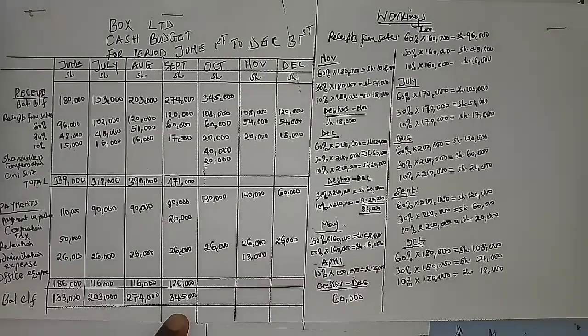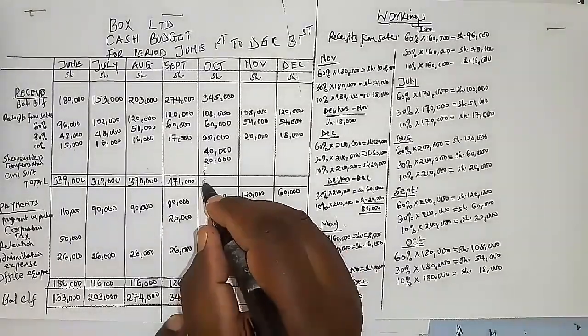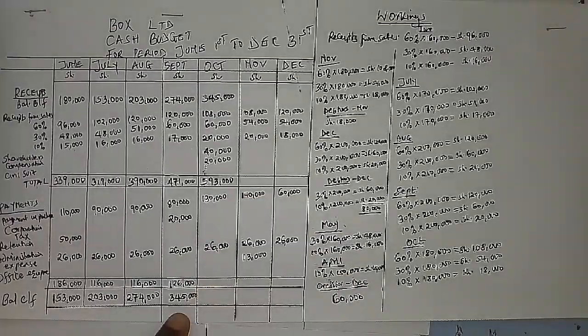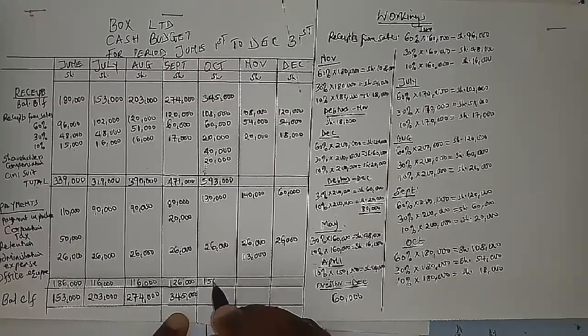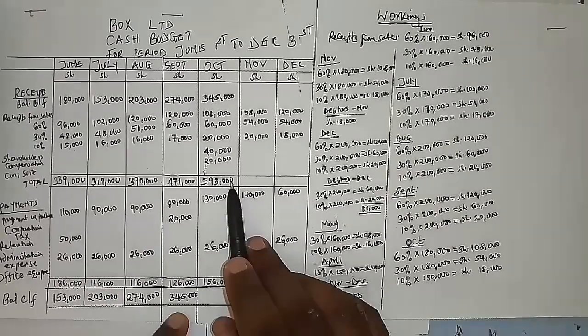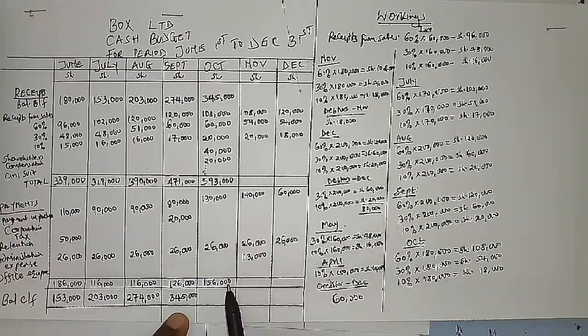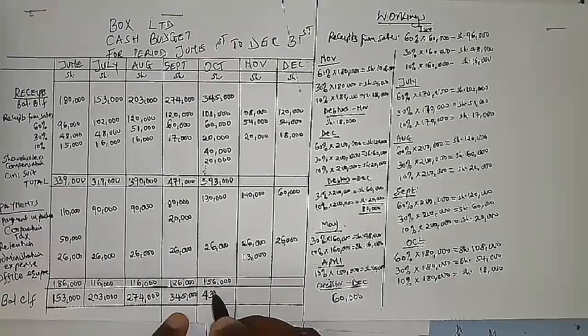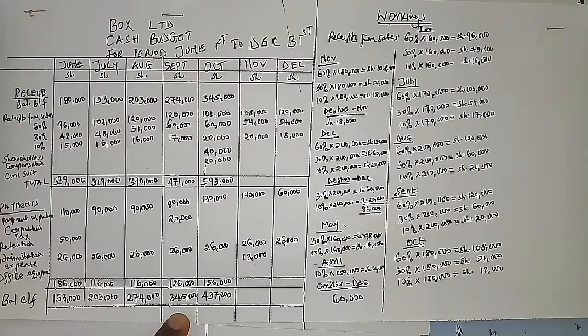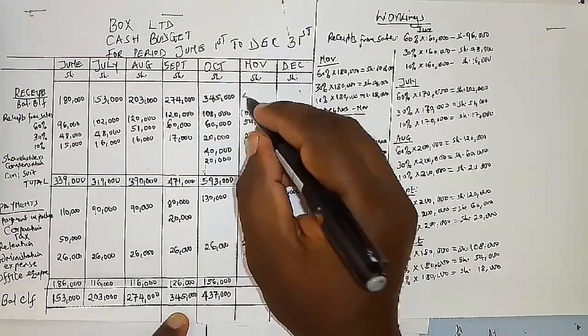So now in the month of October, we shall have a balance brought forward of 345,000. We add the receipts that we have there. We shall get 593,000, and those are the receipts, and now the payments will be 156,000. So when you take the total receipts for the month of October minus the total payments for the month of October, we shall be left with a balance carried forward of 437,000.